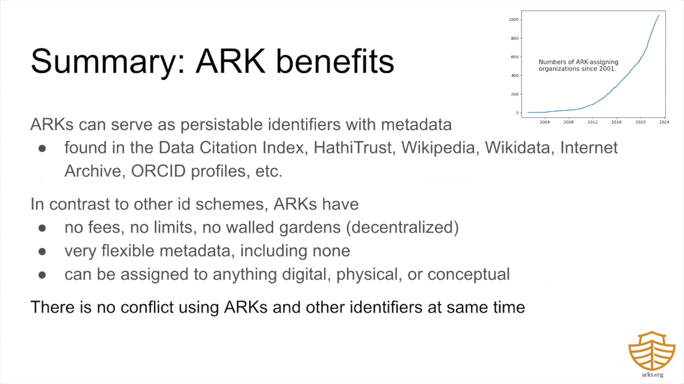In summary, ARKs are similar to DOIs. They're both persistent identifiers for accessing content and metadata, and ARKs are found in many of the places where you'll find DOIs. In contrast, ARKs come with no fees, no limits on how many you can create, and no metadata requirements. From the beginning, ARKs were designed to be decentralized and to identify any kind of thing, digital, physical, or abstract. Finally, it's important to note that there's no conflict using both ARKs and DOIs at the same time. This is quite common. For example, you'll find a mix of both at the Smithsonian, the British Library, and other national libraries.